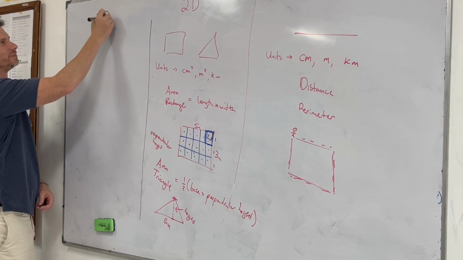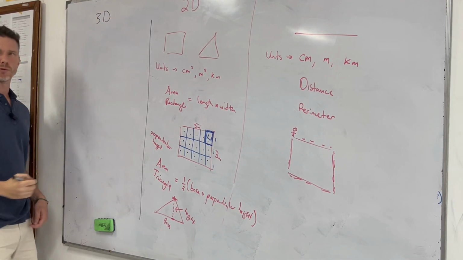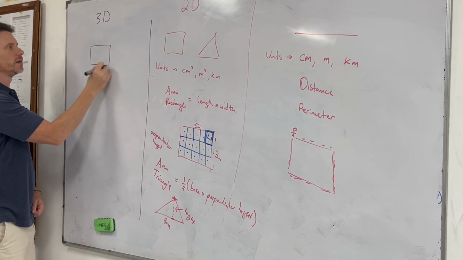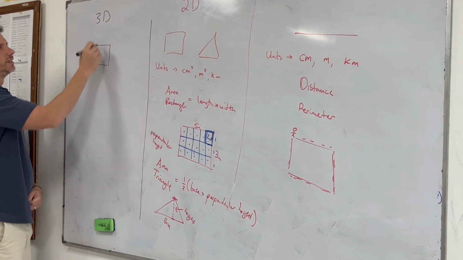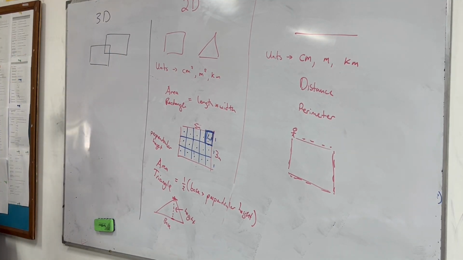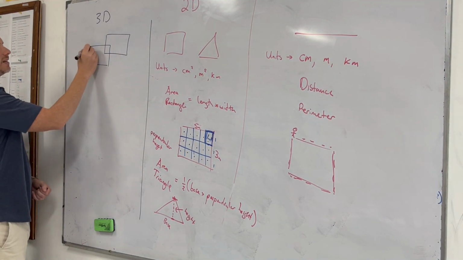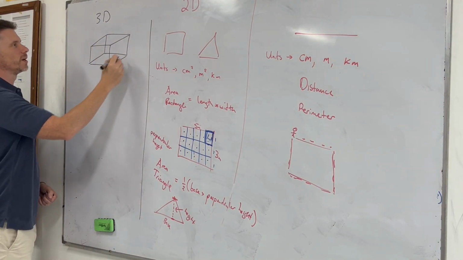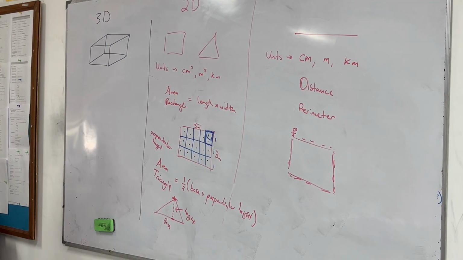3D. So a 3D shape, if you ever want to draw a 3D rectangle, you can do that in your book now. Draw a rectangle. Draw another rectangle that overlaps. And then connect top left, top right, bottom left, bottom right. And that makes it 3D. That's a cube.